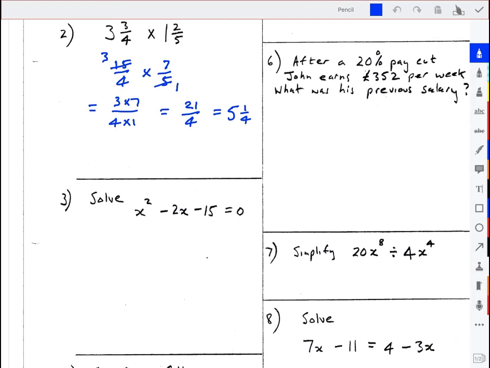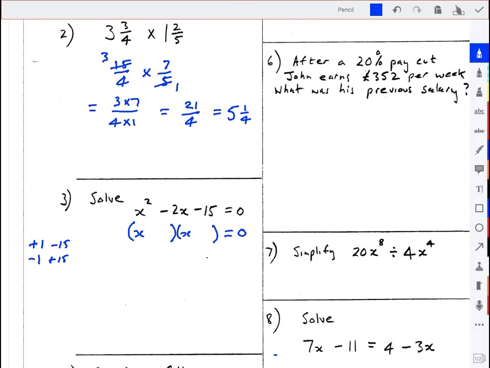Question 3. Solve x squared minus 2x minus 15 equals 0. A quadratic equation with just one x squared. We look to factorize. One bracket multiplied by another equals 0. An x in each bracket. Now we want two numbers that multiply to minus 15 and add to minus 2. So we could have plus 1 multiplied by minus 15, that would give us minus 14. Minus 1 times plus 15 would give us plus 14.